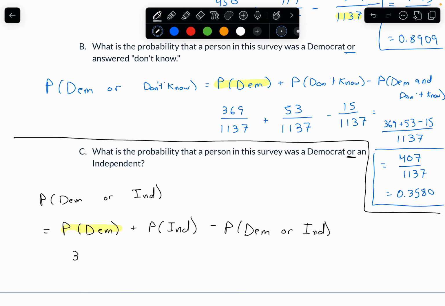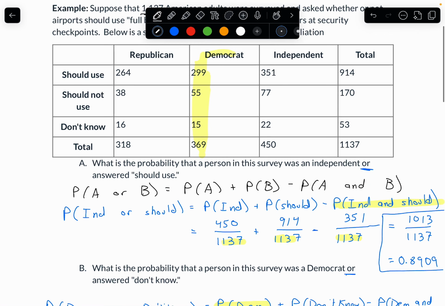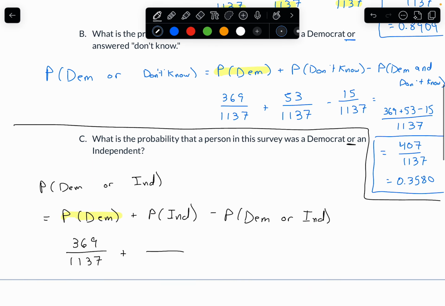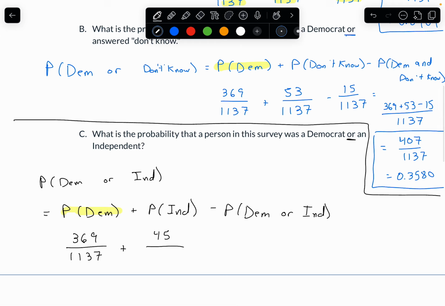So 369 out of 1,137, plus the probability that I select an independent. So I'm going to scroll back up and I'm going to say, well, how many independents did I have? So here's my independents column, and I had 450 of those individuals, so 450 out of 1,137. So let's see, we said 450 independents out of 1,137, minus the probability that they were a Democrat and independent.